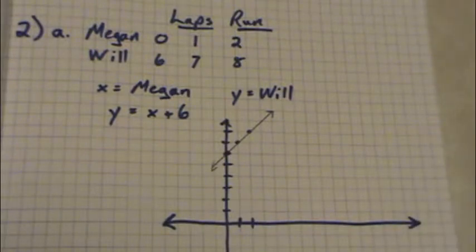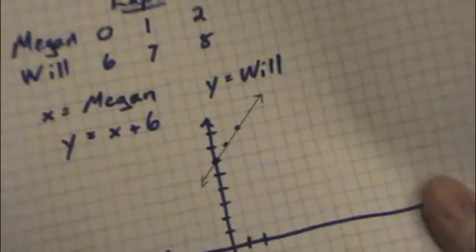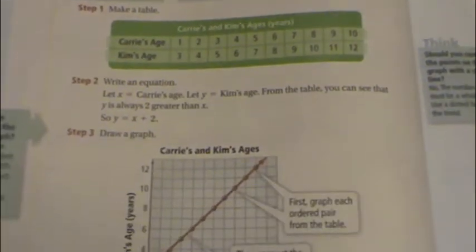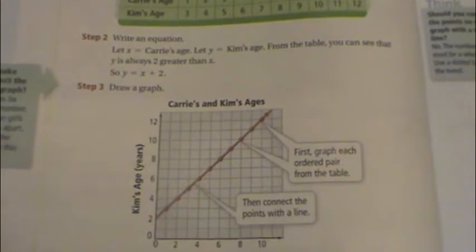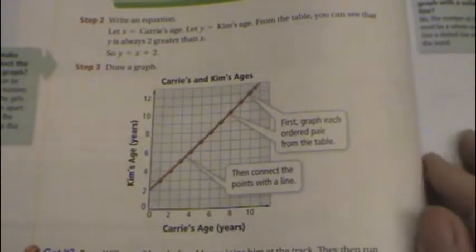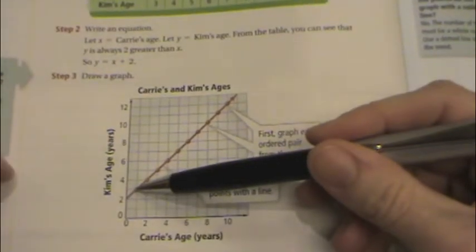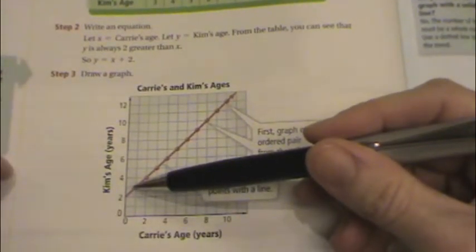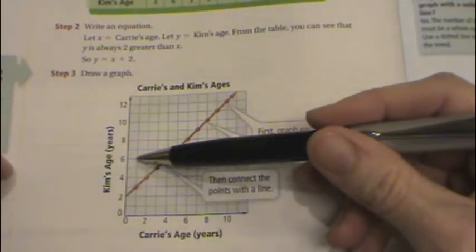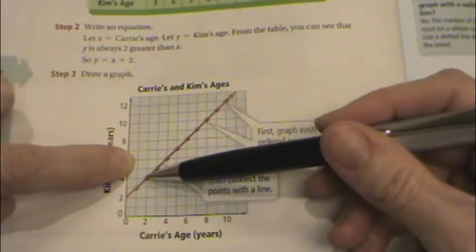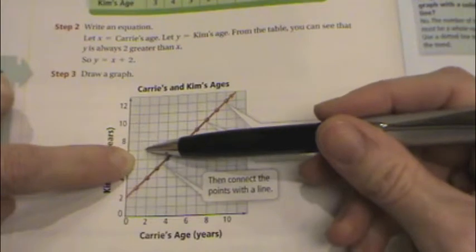The other part of this got it question, they want you to come back to the question they gave you about Carrie and Kim and think about what would happen if the difference in ages were 5 years instead of 2 years. How would this change the graph if when Carrie is 1, Kim is 6, then our point would be up here. If Carrie is 2 and Kim is 7, then our point would be up here.